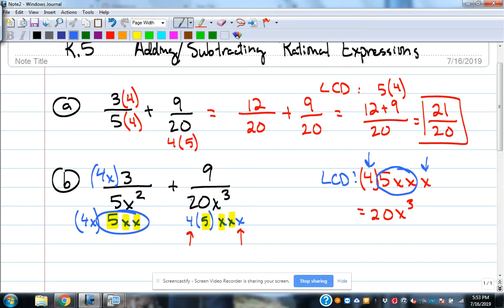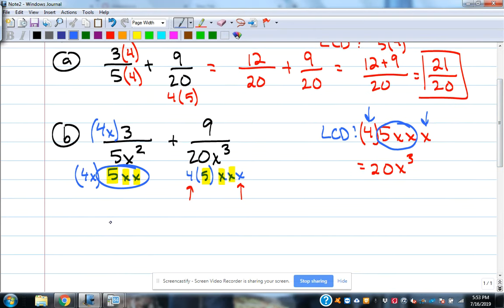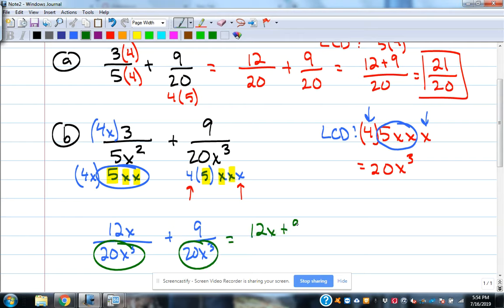The second fraction doesn't need anything. I don't have to do anything to get the denominator same. I'm going to have 12x over 20x to the third plus 9 over 20x to the third. Now the denominators are the same, so that allows me to say, okay, well, I can just add the numerators.